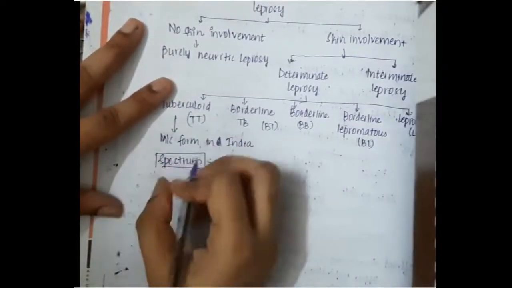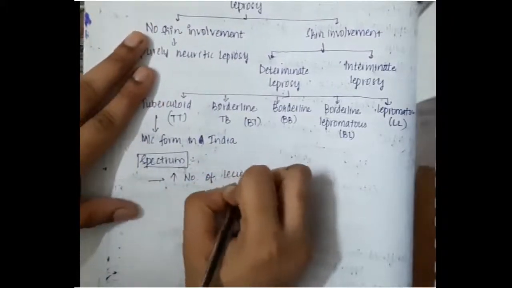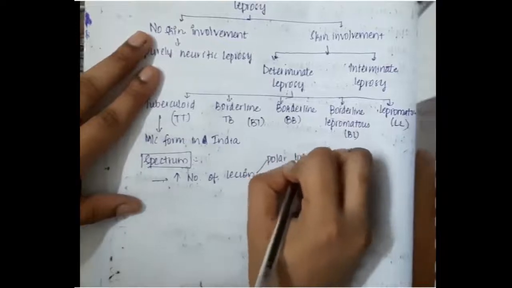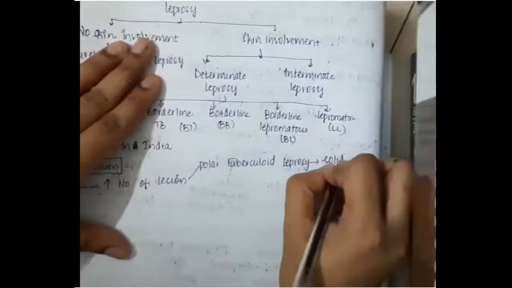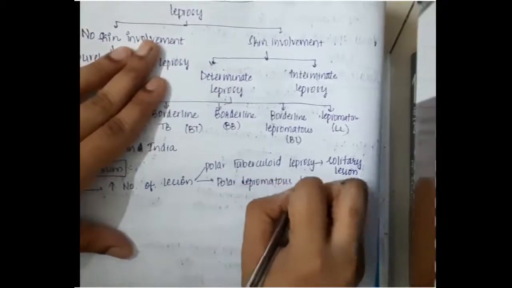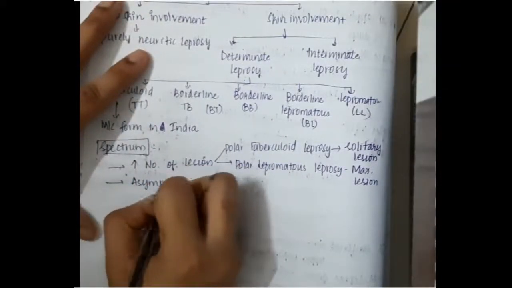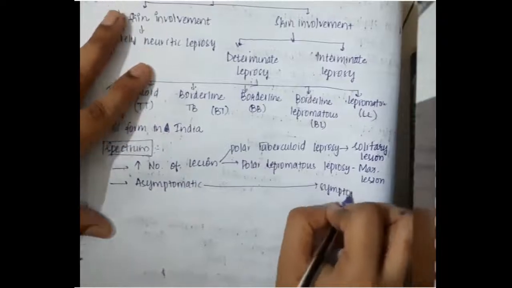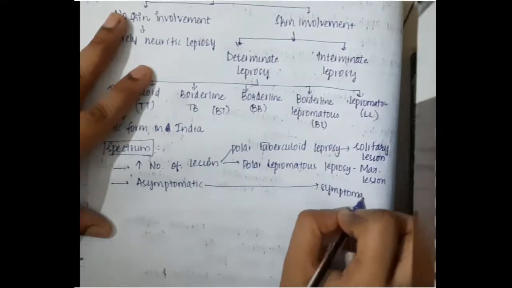So if you see the spectrum, first, there is an increase in the number of lesions. Based on that we can divide them into polar tuberculoid leprosy and polar lepromatous leprosy. If it's polar tuberculoid leprosy, you will see a solitary lesion. If it is polar lepromatous leprosy, maximum lesions are seen. Now, tuberculoid leprosy is asymptomatic, whereas slowly in lepromatous leprosy it will be symptomatic.